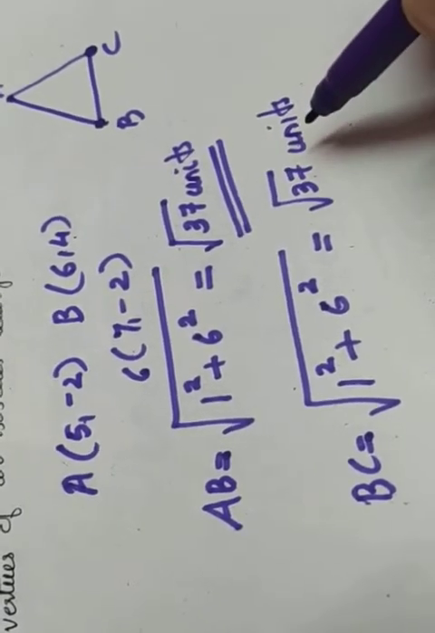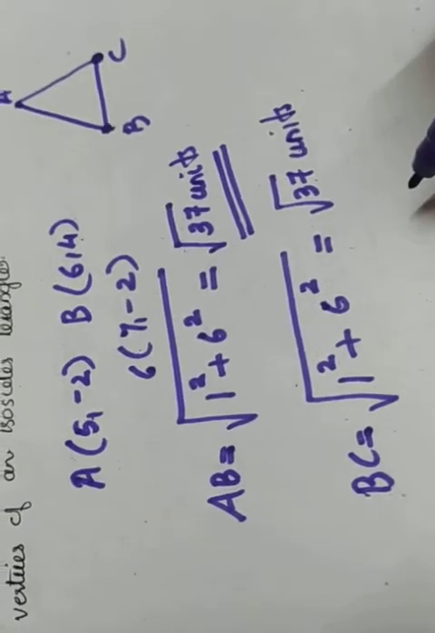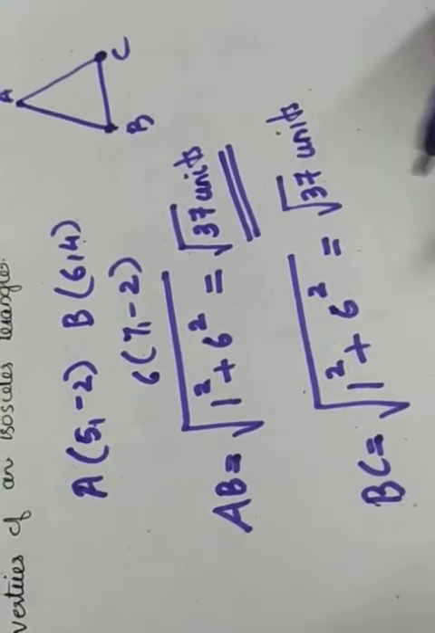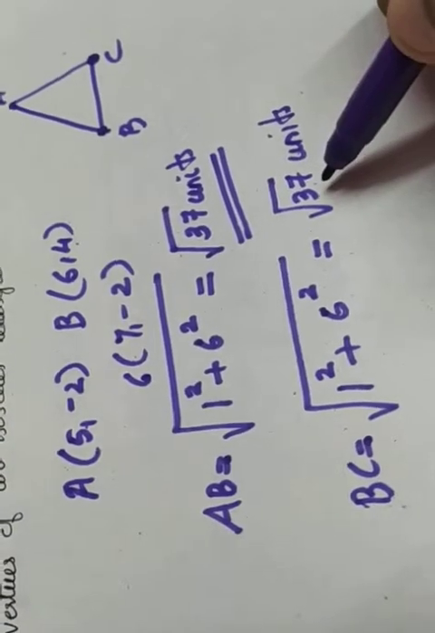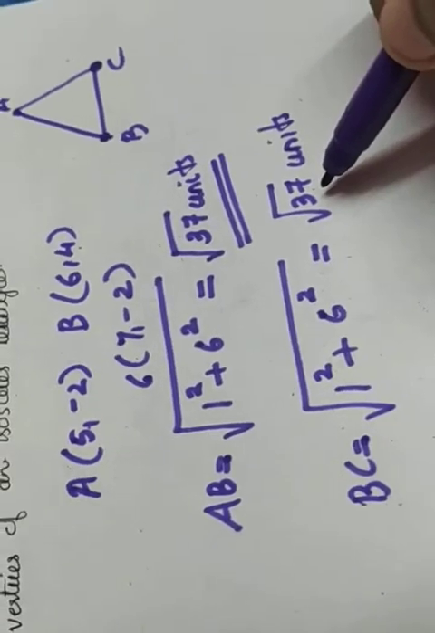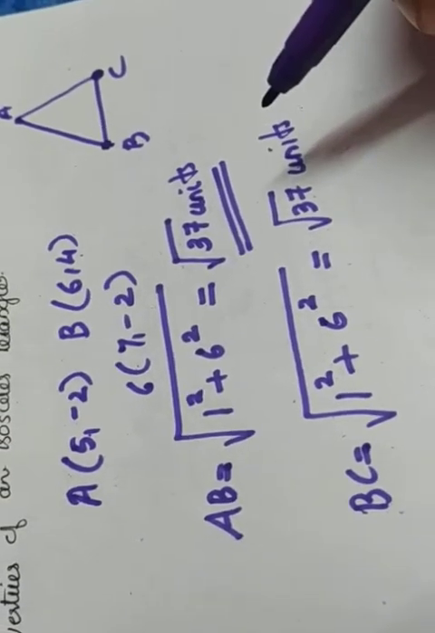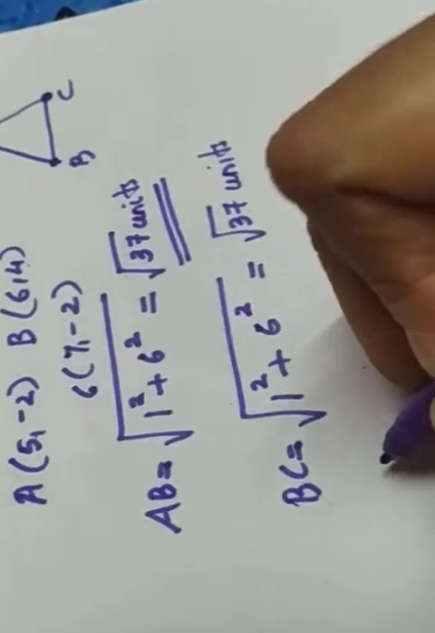But don't stop here and write the answer as an isosceles triangle. Why? Because if the third side is also equal to root of 37, it will not be an isosceles triangle. It will form an equilateral triangle. So you have to check the third side also.